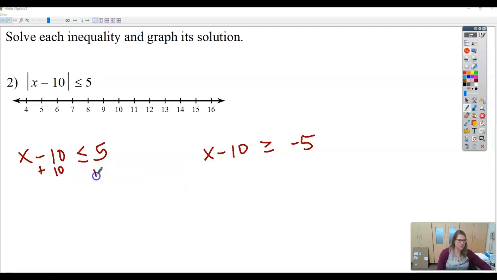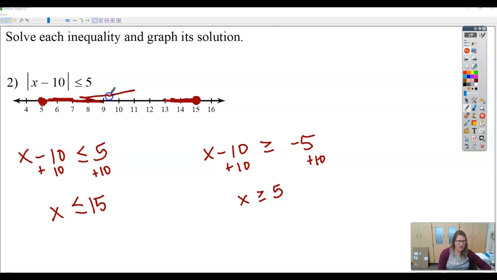I'm just solving each one of these. I'm going to add 10 to both sides here to get x alone. So x is smaller than or equal to positive 15. So here's 15. Less than 15 is this way, right? So this one's traveling this way. On this one, if I add 10 to both sides, I've got x is greater than or equal to 5. So if I circle 5 here, again, with a filled-in circle because it says or equal to, this x should be bigger than that. Okay?